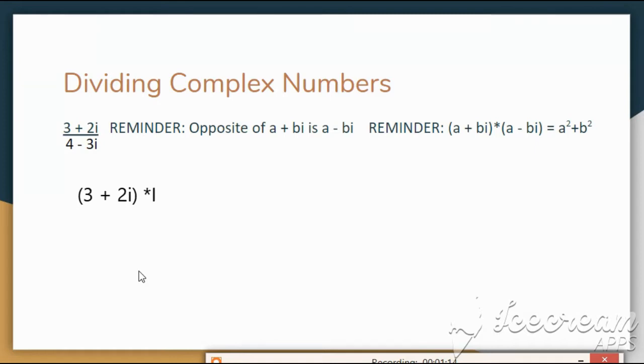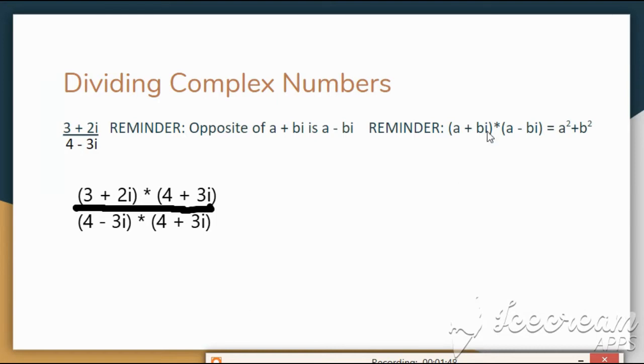Since we're going to do that at the bottom, we're also going to do it at the top. So 4 plus 3i. And then we're also going to do that at the bottom: 4 minus 3i times its opposite, which is 4 plus 3i. And let me just draw in the little fraction bar here. Now that we've determined what we have to multiply by, let's start with the denominator, 4 minus 3i times 4 plus 3i.